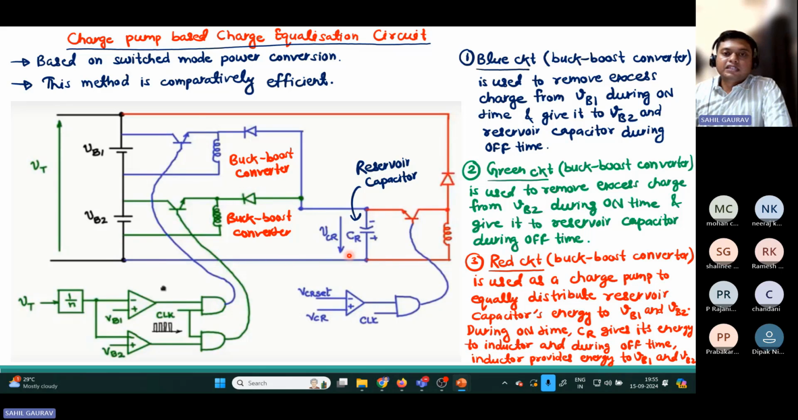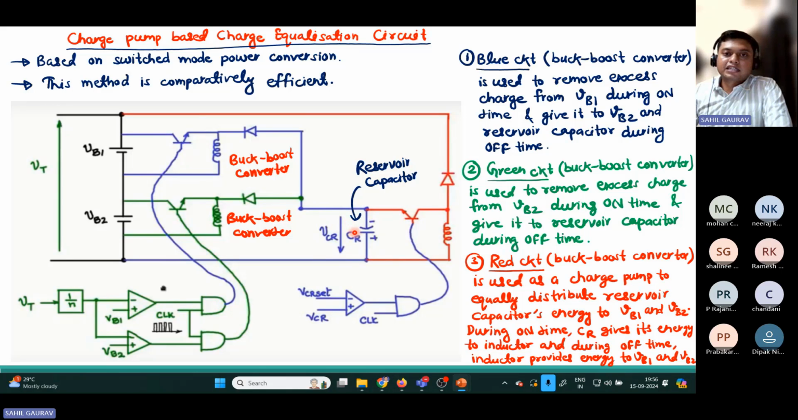And now if you see that reservoir capacitor, how will it push the excess charge it has stored? To push the excess charge, we have to use another circuit. So again, we are using a buck boost converter. Again, this one is also a buck boost converter.